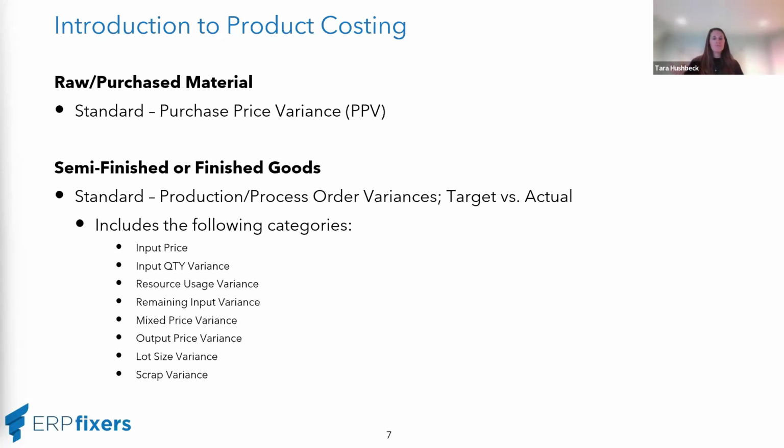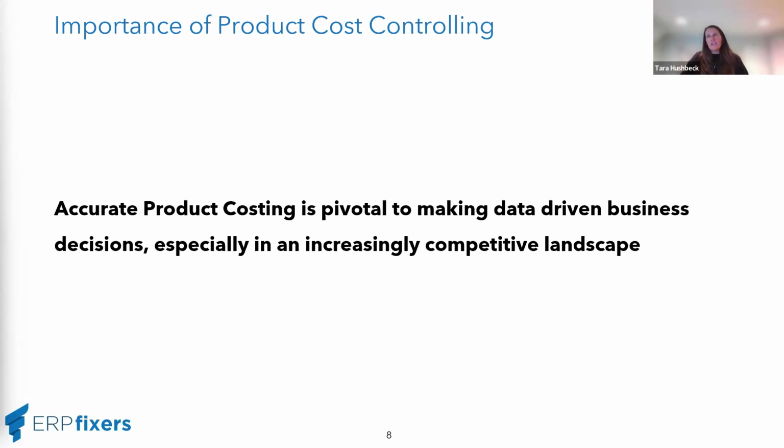And then to go back to the raw material side, your standard price will be compared versus your actual purchase price, and any variances there from a raw material perspective are going to go to your purchase price variance. So as you can see, standards are going to be used in a lot of different downstream instances once they're calculated, which brings me to why we really care about product cost control and product cost planning. Why is product costing so important?